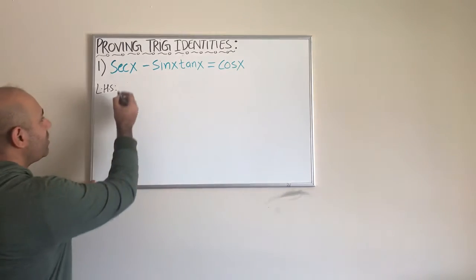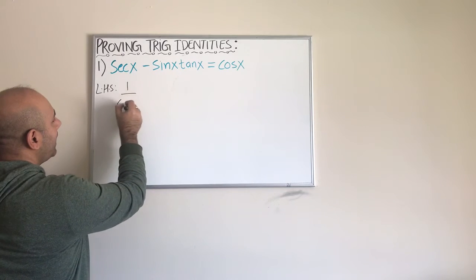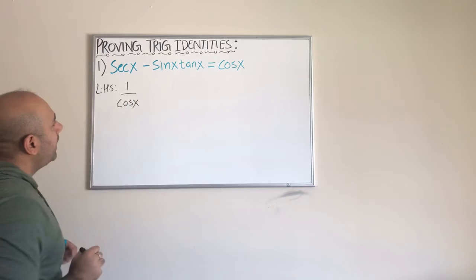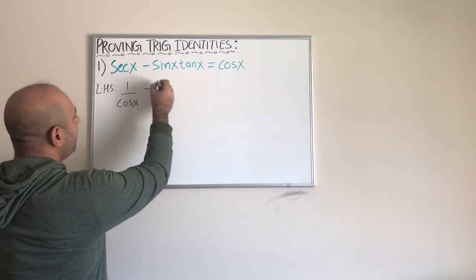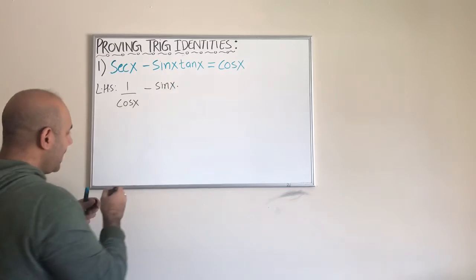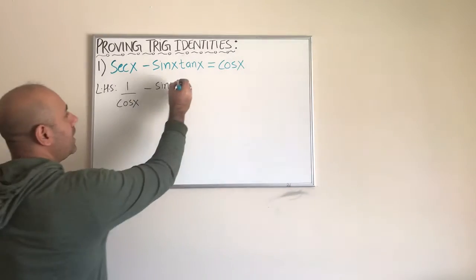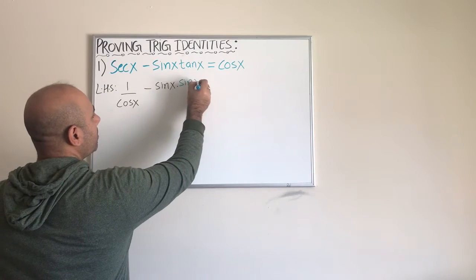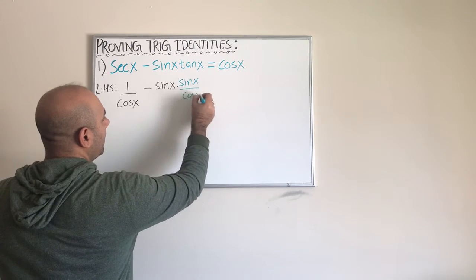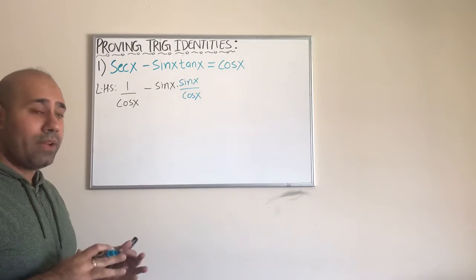So what we can do here is secant x can be written as 1 over cosine x, right? And then I have minus, well, sine x, we cannot do really anything with that sine x, but tangent x we know is the ratio of the sine over cosine. So we're going to write it as sine x over the cosine x. Okay, I'm not doing anything with the right hand side. All we're working with is the left hand side here.